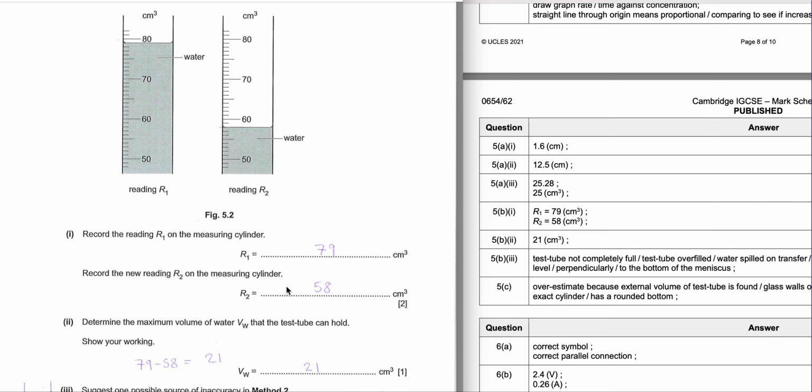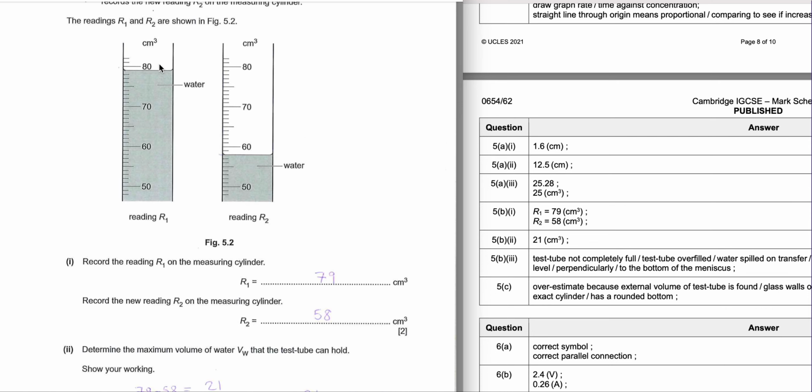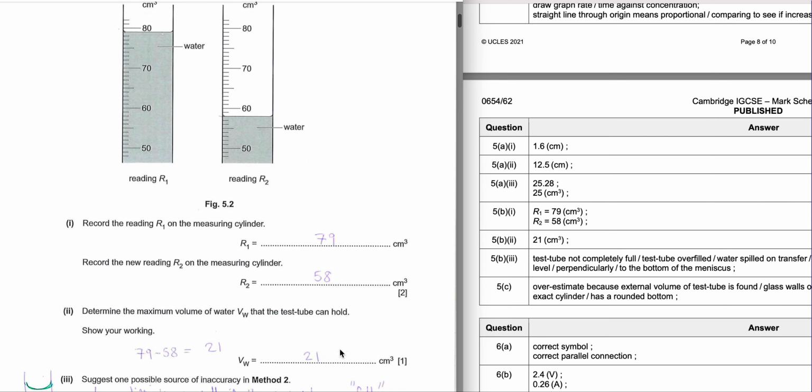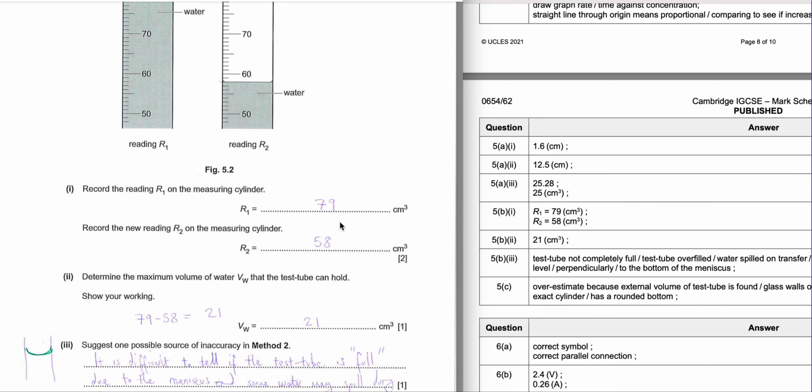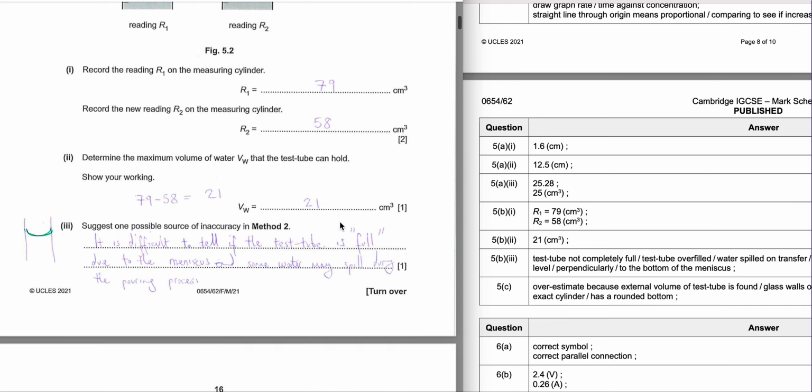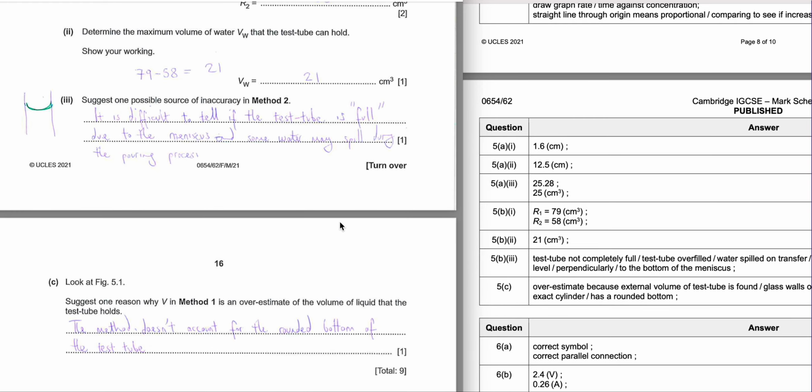Well, what we're doing there is we're using the fact that we started with our 79, ended with 58, and we got 21. Okay, so actually, interestingly, my two values give exactly the same answer. Not something we're going to worry about. Okay, suggest a possible source of inaccuracy. Why might method 2 not be very good? Why might method 2 give us, for some reason, the wrong answer?